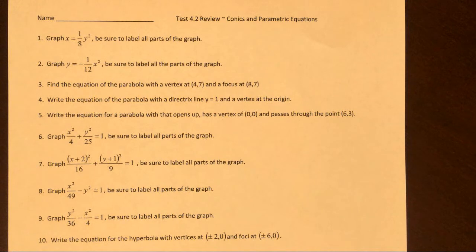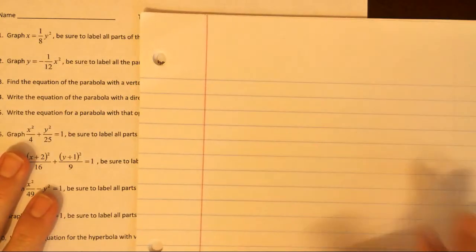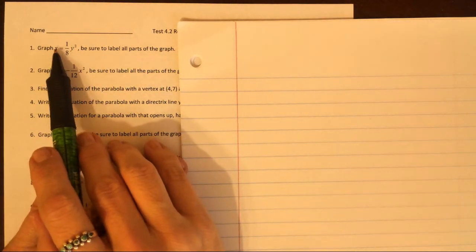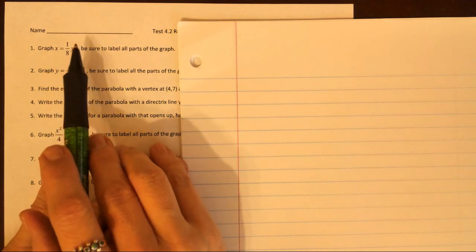Alright, so this is a review for your conics and parametrics test. I'm going to do most of this review on a separate sheet of paper so that I can show a lot of the work and write legibly. Number 1 wants me to graph an equation that says x equals 1 over 8 y squared. Be sure to label all parts of the graph.